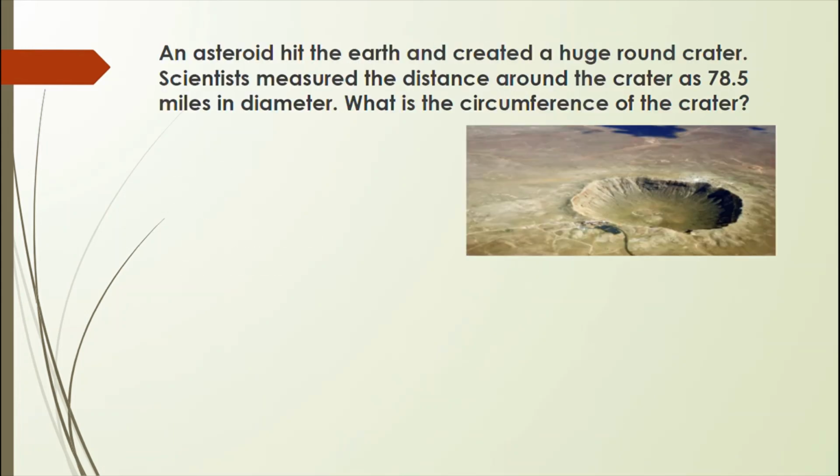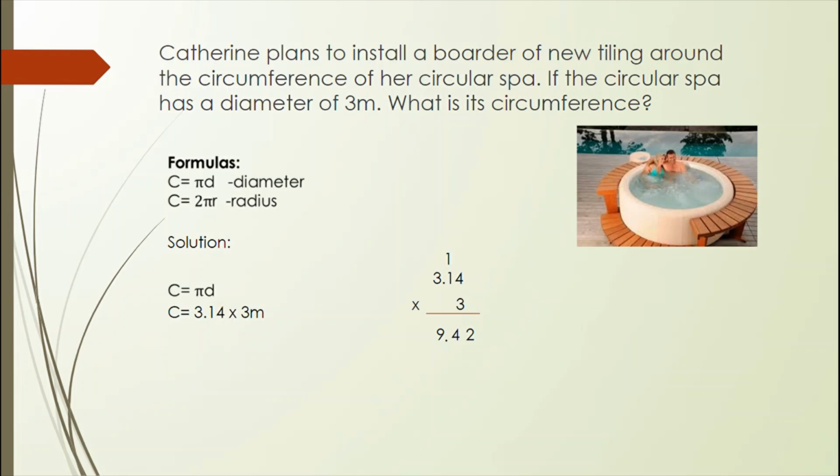So that's it. Always remember that when we find the circumference of a circle, just remember our formula. If the given is the diameter, then we are going to use C equals pi times D. And if the given is the radius, then we are going to use the formula C equals 2 times pi times r. Finding the circumference of a circle is very easy if we remember these formulas.